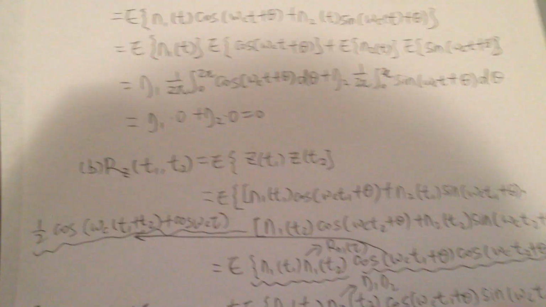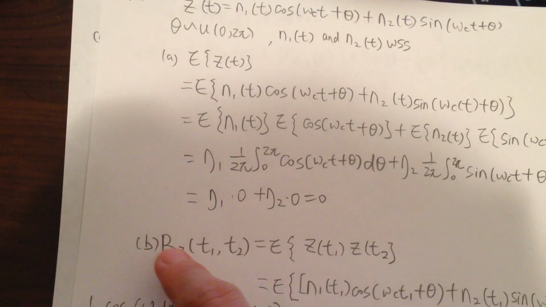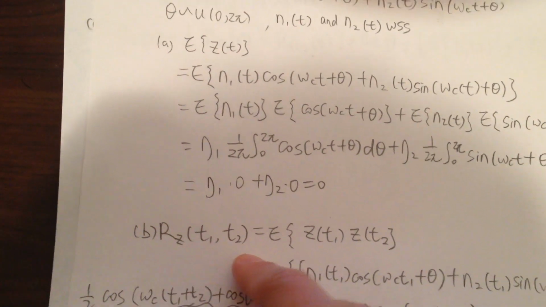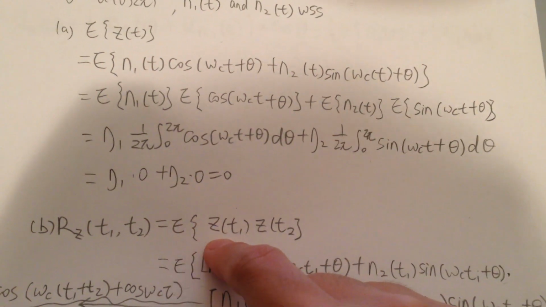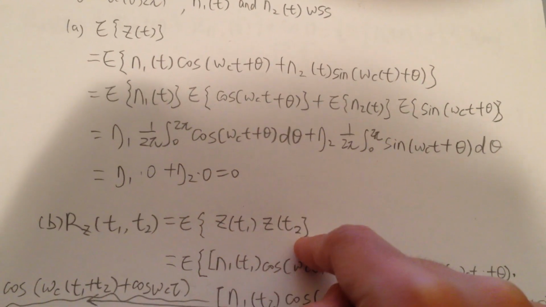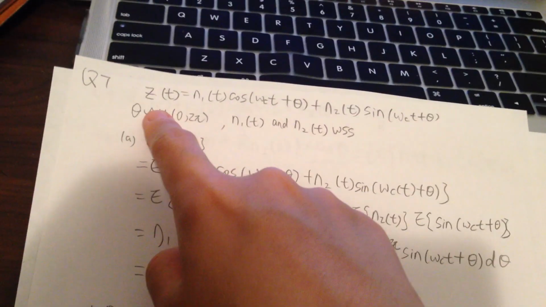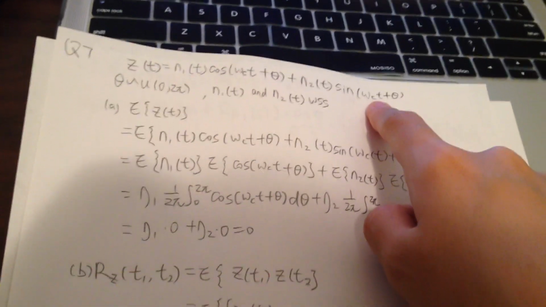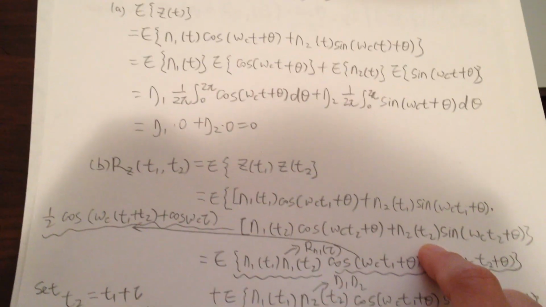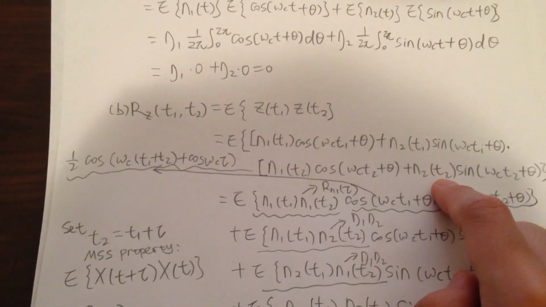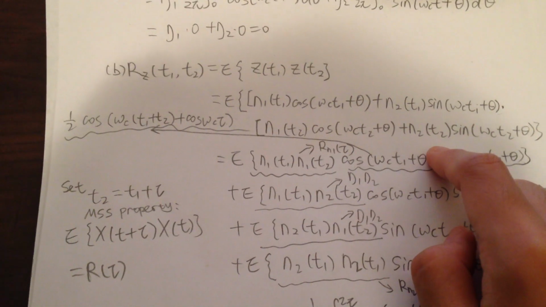And for part 2, we should solve how to find R_Z(t1, t2). According to the definition, it equals the expectation of Z(t1) times Z(t2). And we just list the equation according to the information we are given in this question. So far we need to know several pieces of information, then we can do the following part.